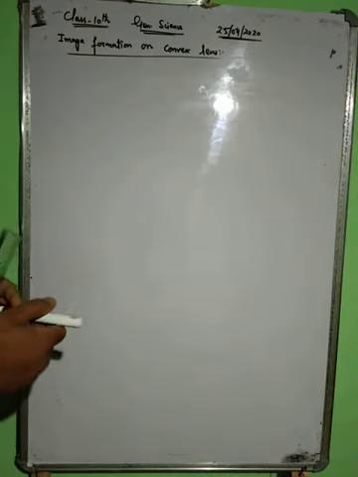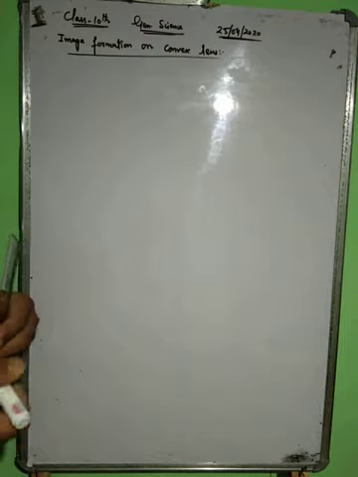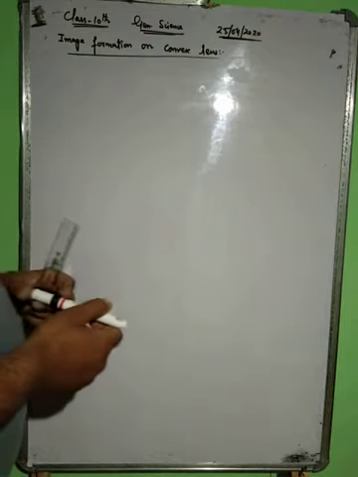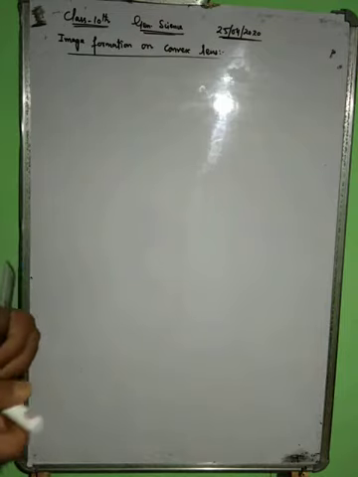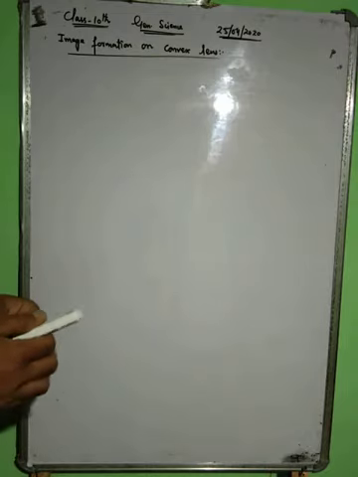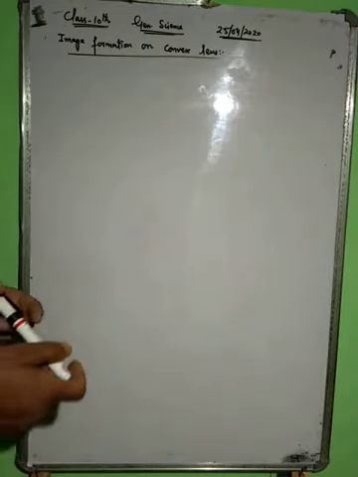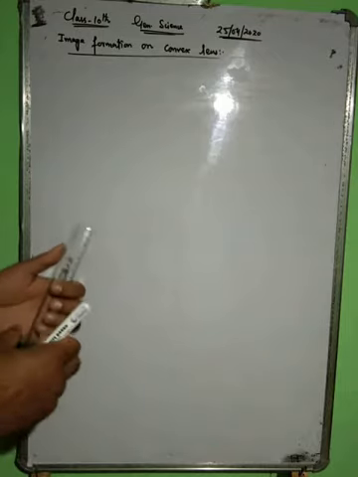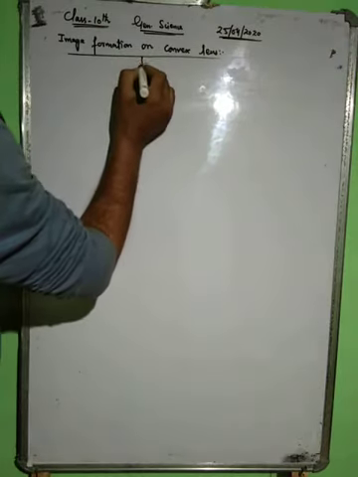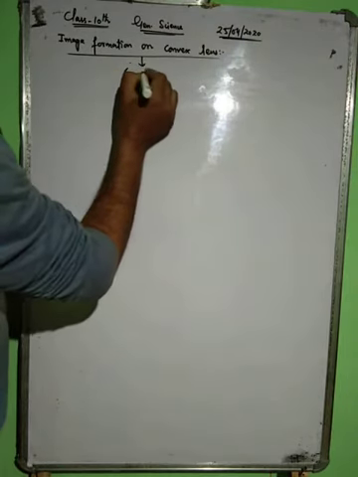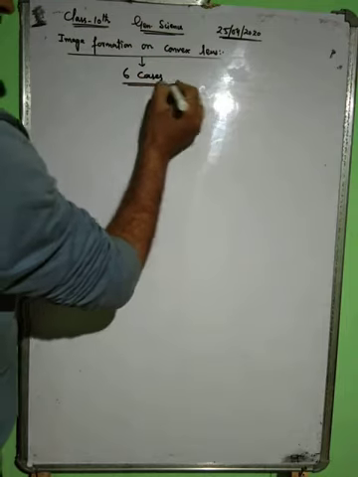So in the last video lecture, we had discussed the sign conventions of spherical lenses and the rules for the formation of images on spherical lenses, that is convex and concave lens. So today's topic here is image formation on convex lens. Dear students, here we meet six cases for the formation of images on convex lens.